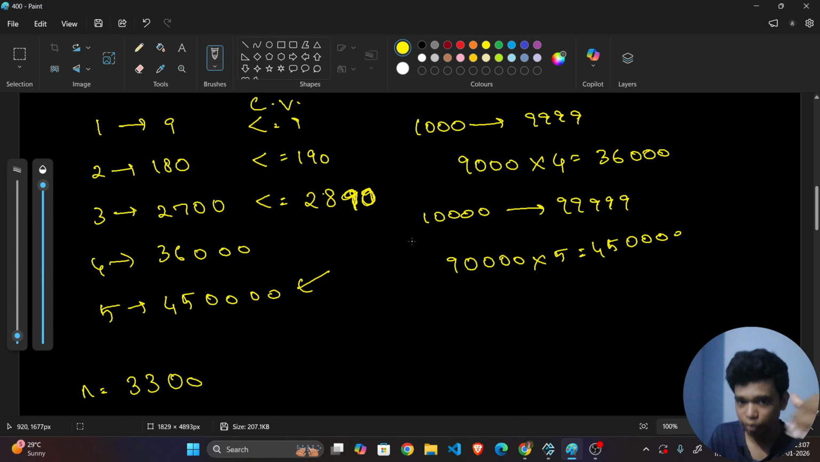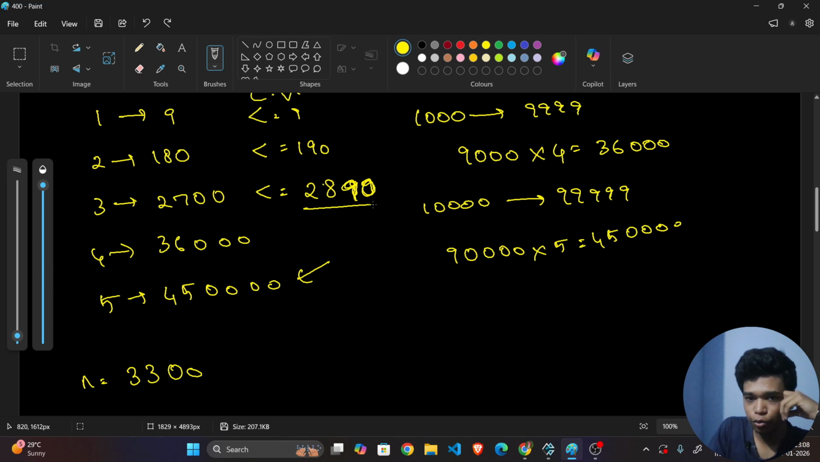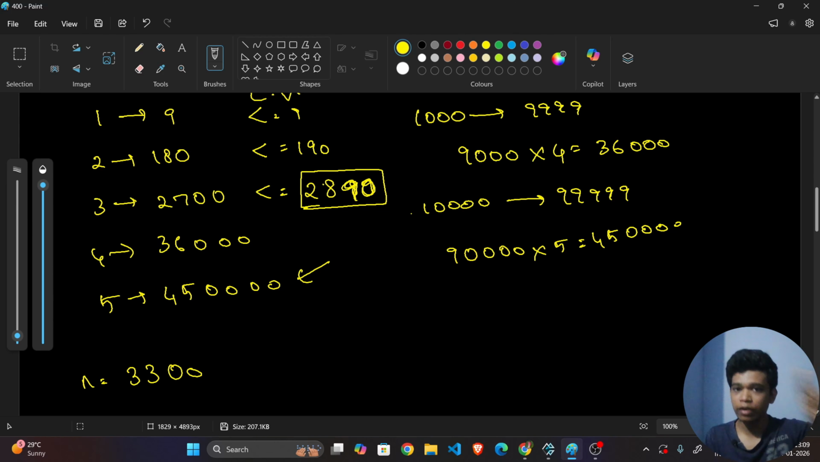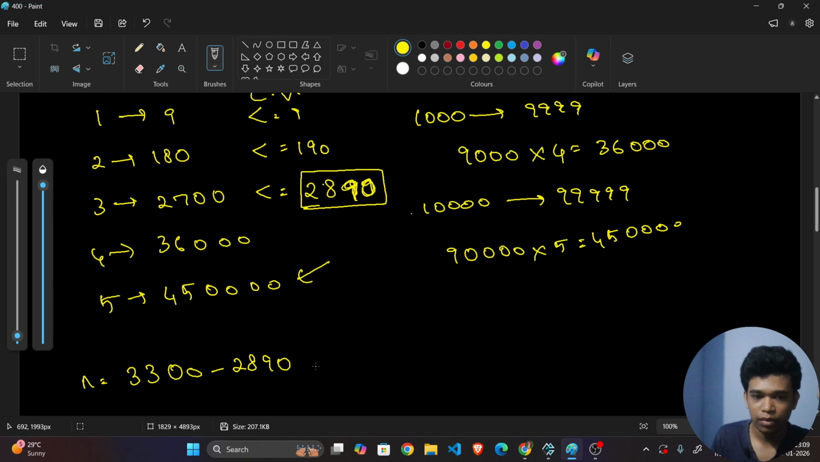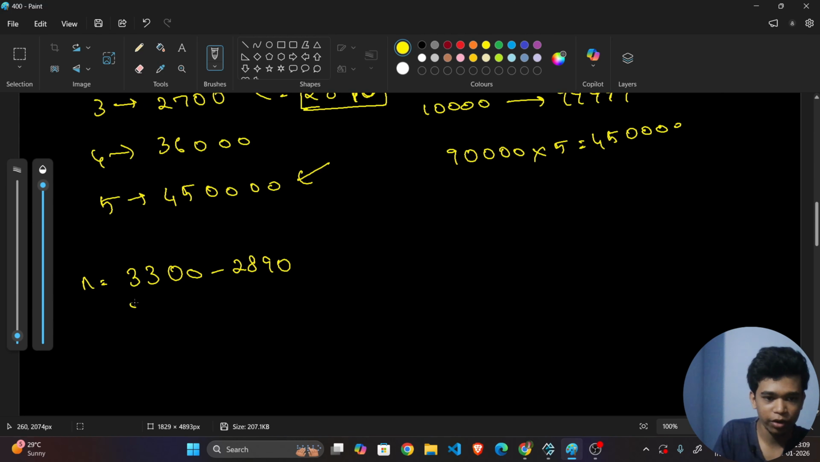So if it is up to this, then I want to do it for a 3-digit number. Whether it is up to this or not, then I can tell you clearly it is a 4-digit number. If it is a 4-digit number, what should I do? Take 2890. So these digit values are already gone in 1, 2 and 3-digit numbers. So first of all, I want to subtract it.